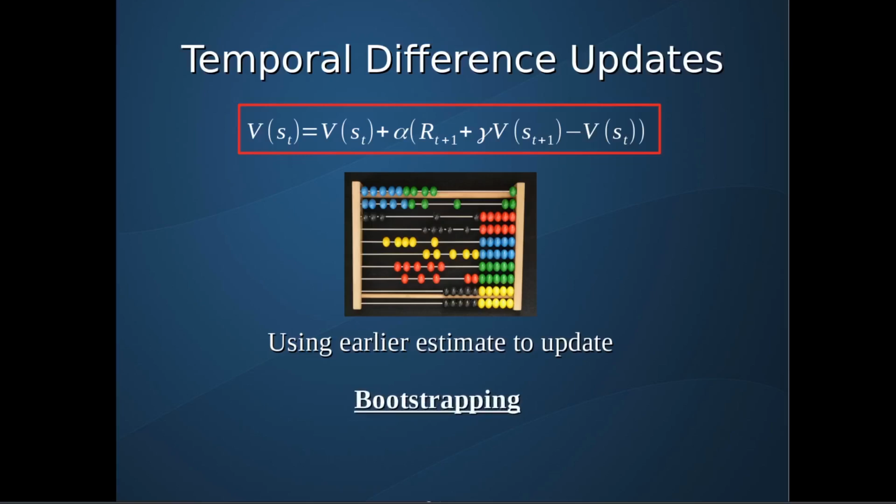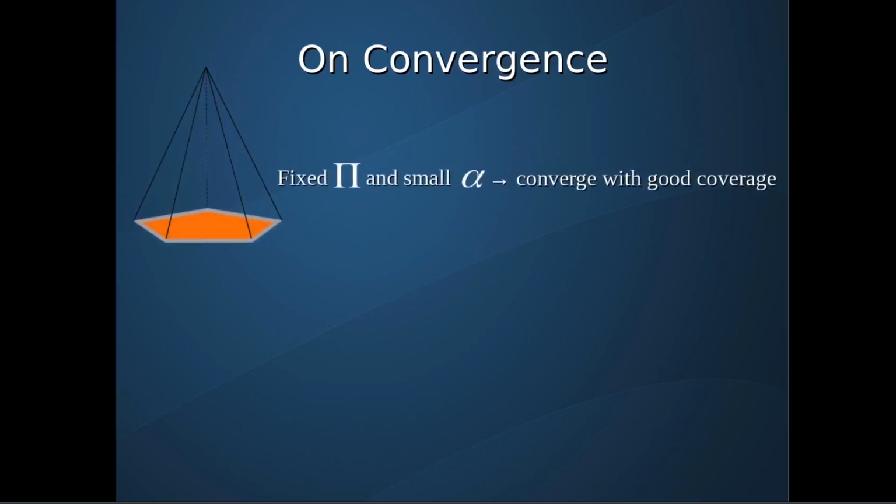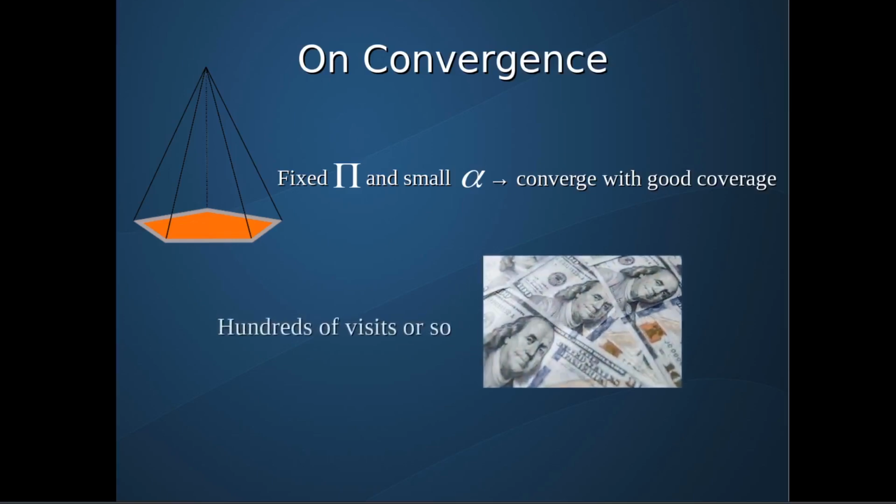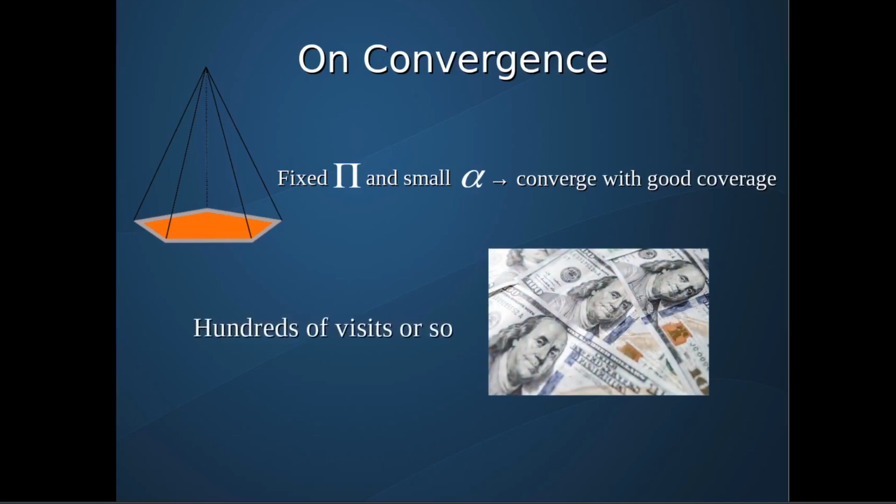One may ask, is that really a good idea? What if we start out with bad estimates? Garbage in, garbage out, right? Well, not quite. As long as we have a fixed policy pi and the step size parameter is sufficiently small, these estimates actually converge to the true values so long as we sample each state enough times. The definition of enough is a bit fuzzy right now, but it should be of order hundreds or more. The more times the better, but a dozen times isn't really going to cut it for most cases.